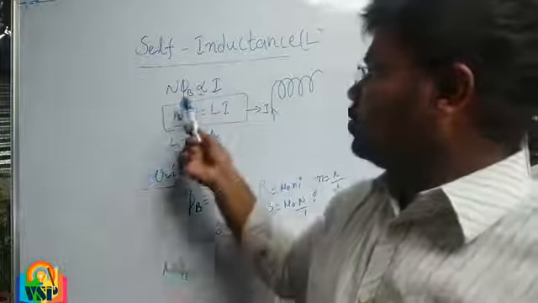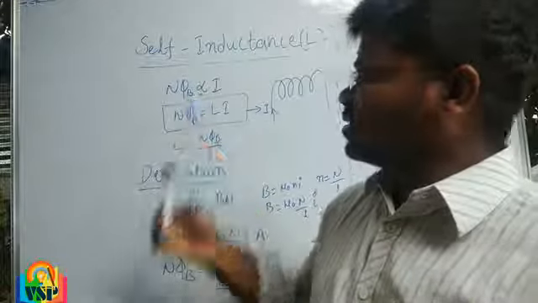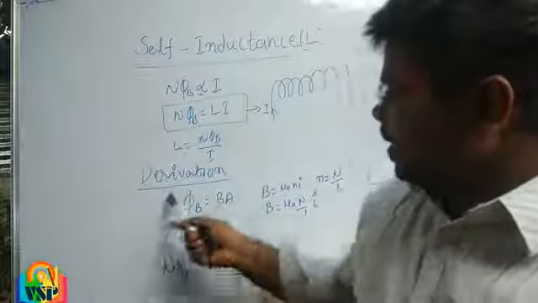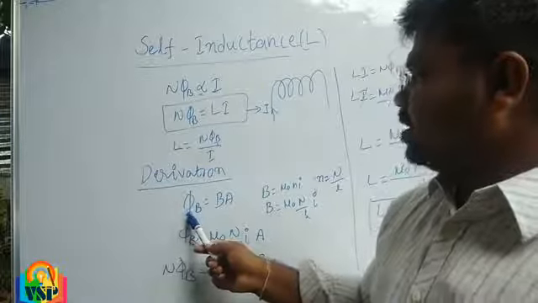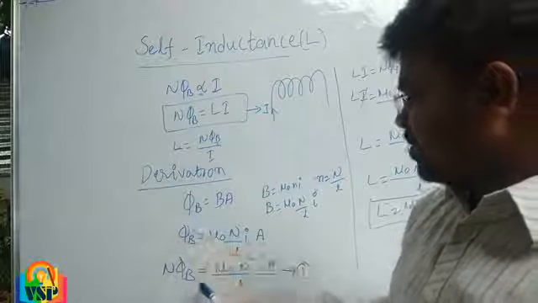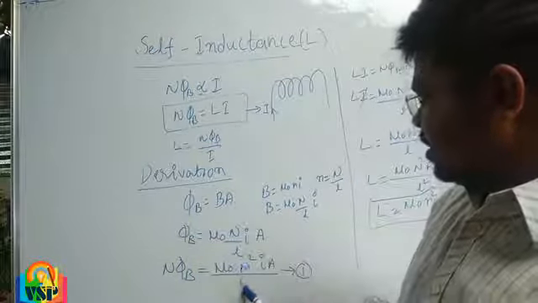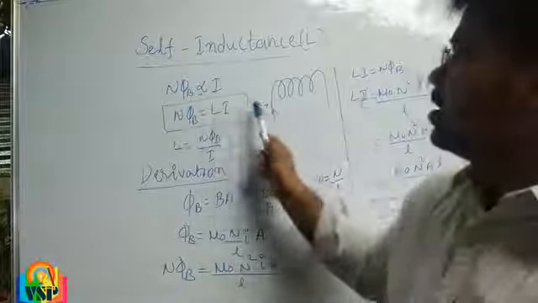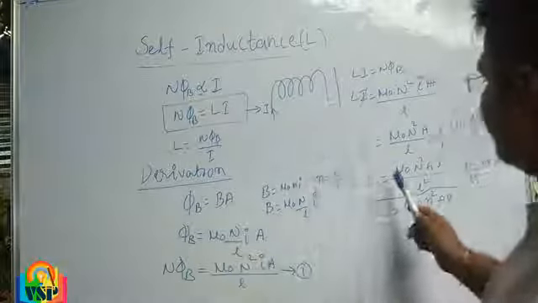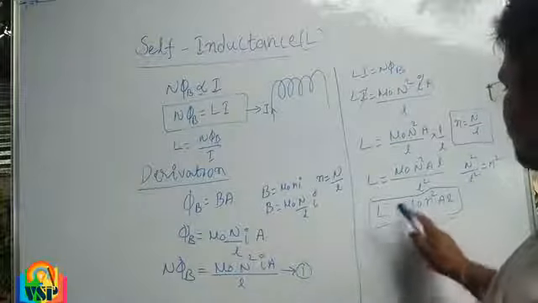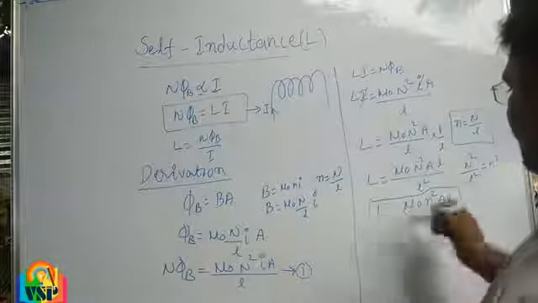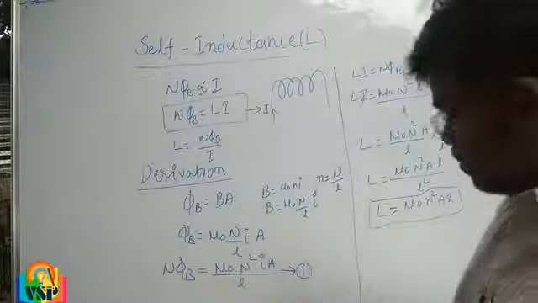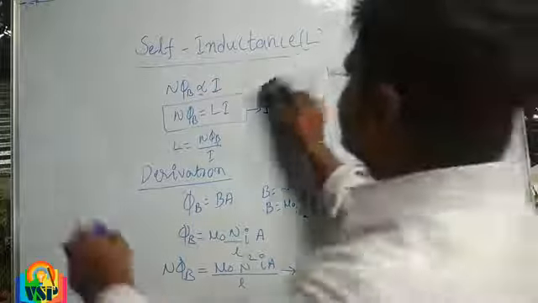We know that flux is proportional to current. Using magnetic flux and the number of turns, N phi B is equal to mu naught N square by l into I into A. By using this equation, we get the expression L is equal to mu naught n square A l.